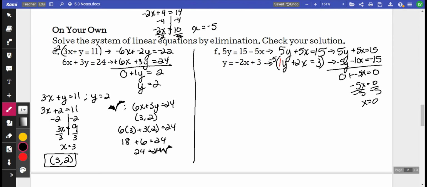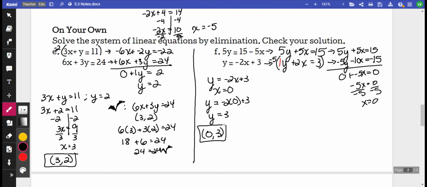All right, so I'm going to take the original equation, y equals negative 2x plus 3. I'm going to put x equals 0 in. So y equals negative 2 times 0 plus 3. You get y equals 3. So the ordered pair 0, 3 should be the correct answer. So I'm going to check my work.